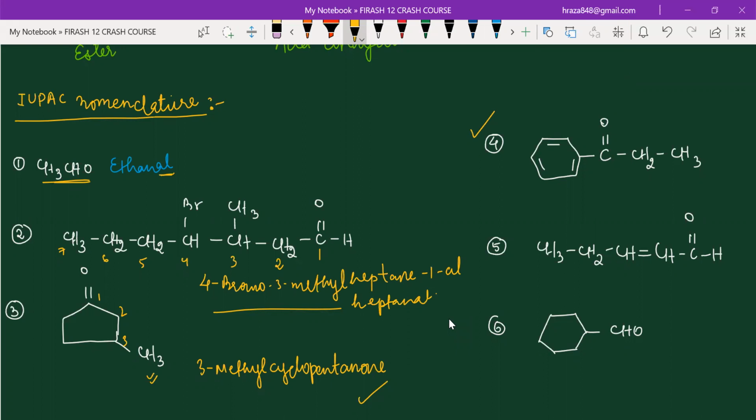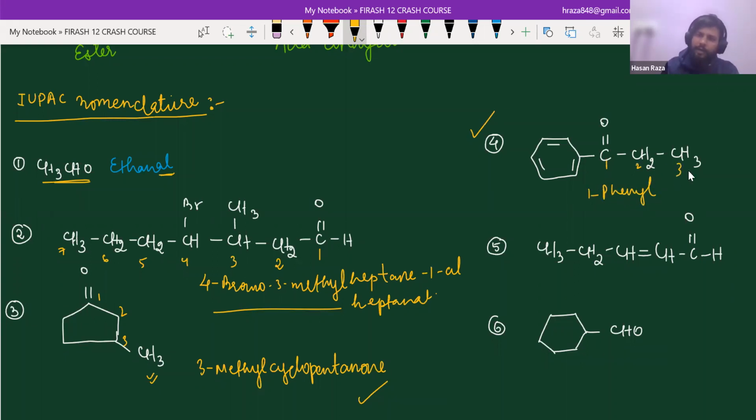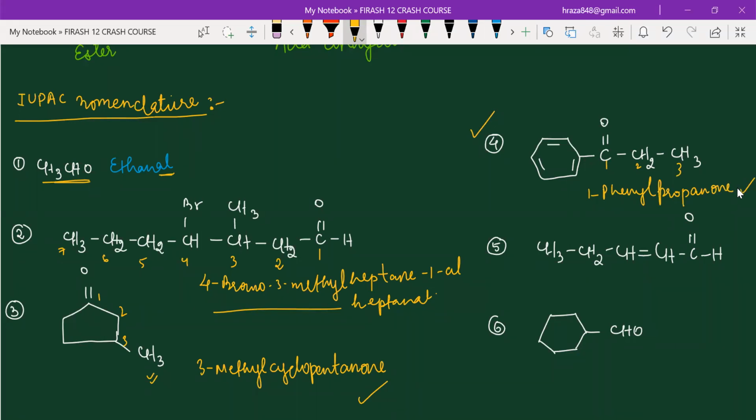Phenyl. What phenyl? 1, 2, 3. Position is very important. 1-phenyl. So you write the numbering like 1, 2, 3, and you can see 1-phenyl, and then the parent chain has 3 carbons, prop, singly bonded, propane, and 1-one or propanone, right? Okay, what about the fifth one?